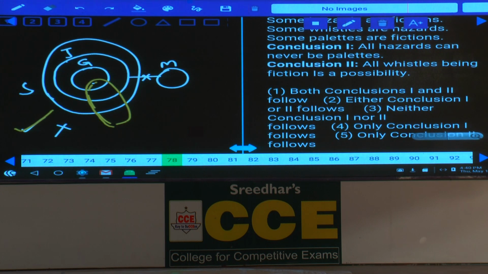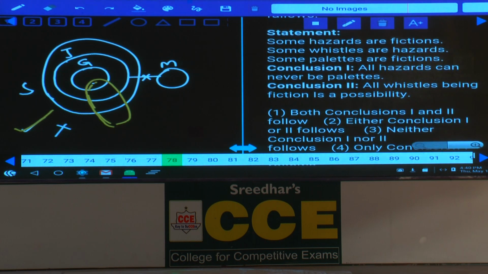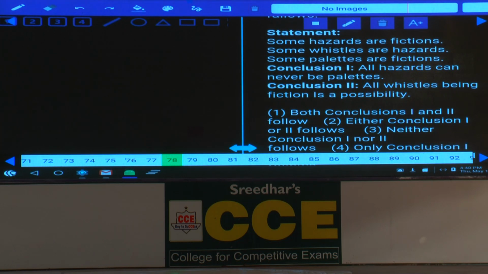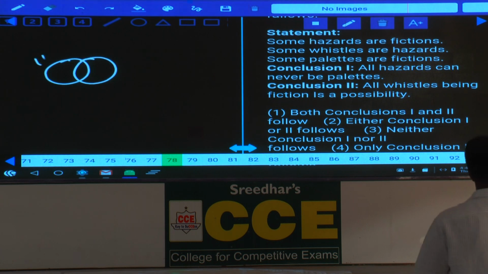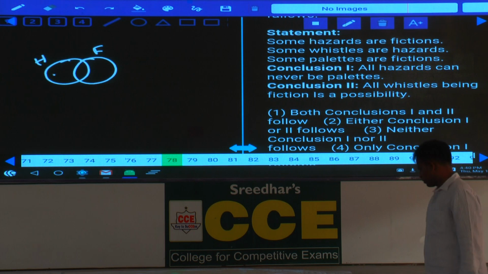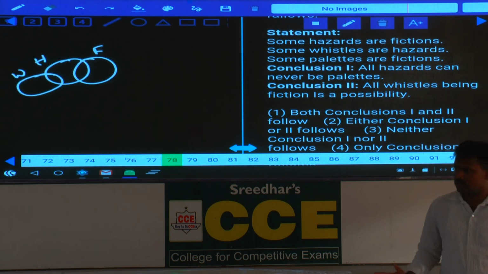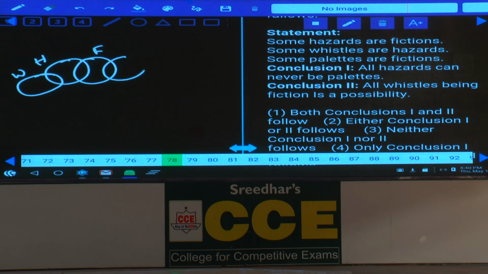Then question number 78. Now in this 78, some hazards are fictions. Some of the hazards are fictions can be written like this, hazard and fiction. Some vigils are hazards, some of the vigils are hazards, and some pellets are fictions, some of the pellets are fictions.